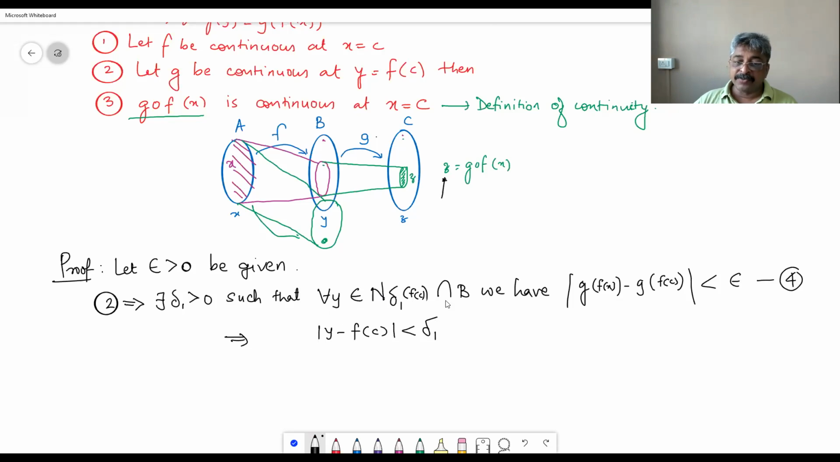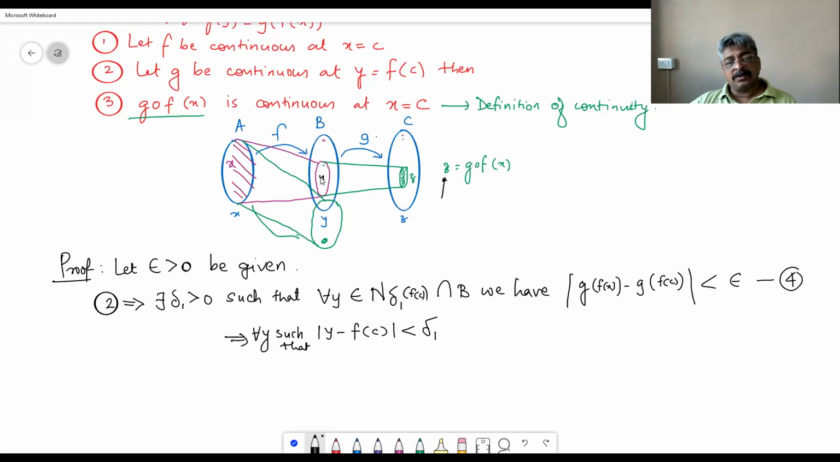I mean, writing it this way or this way, it is the same for every y such that |y minus f of c| is less than delta 1. We have this. I am just writing the meaning of for every y belonging to the delta 1 neighborhood of f of c intersection B. Instead of that, I am writing this. Fair enough.